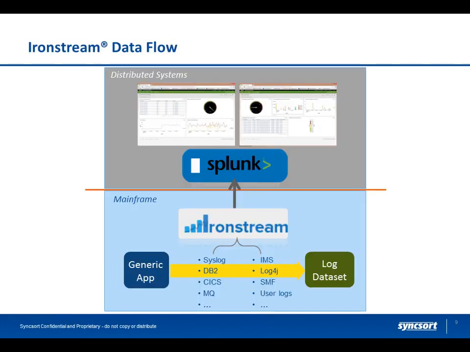So I've almost jumped into this next slide already, but this is a very simplistic view of the architecture. It is a very simple architecture. Ironstream sits there. It collects information from things like SMF, Log4j data, syslog, whatever it may be, transforms that information and quickly forwards it via an IP connection to Splunk. And once it's in Splunk, that information can be analyzed, visualized, and presented in a manner that the organization would like to see it in.